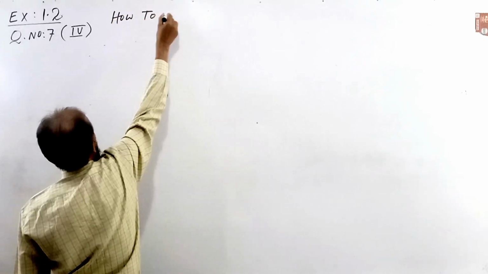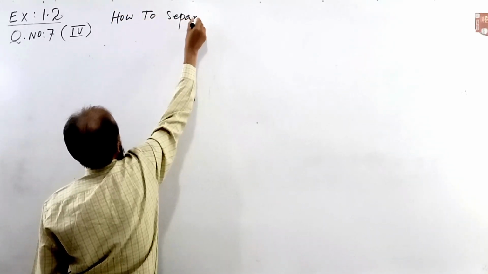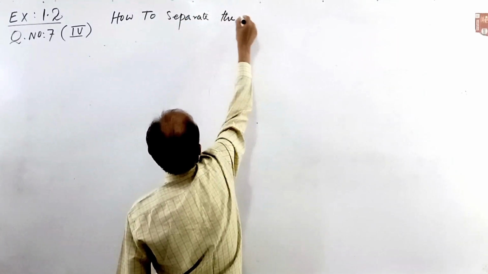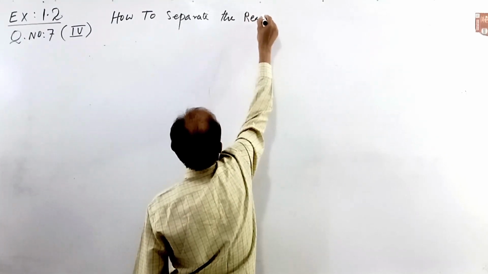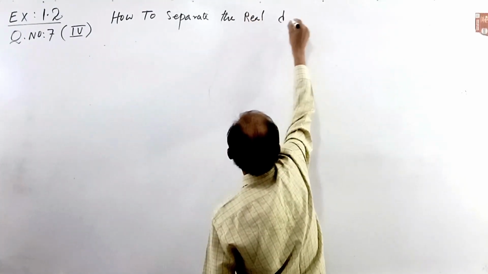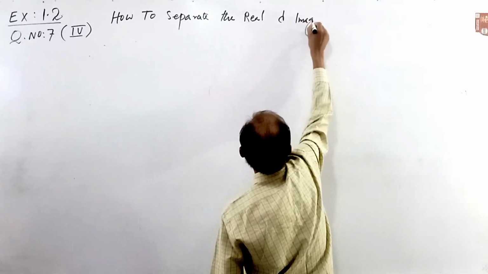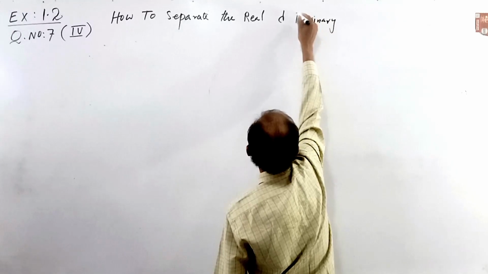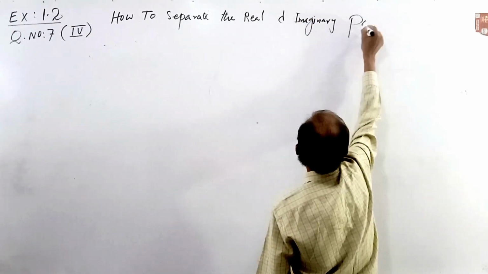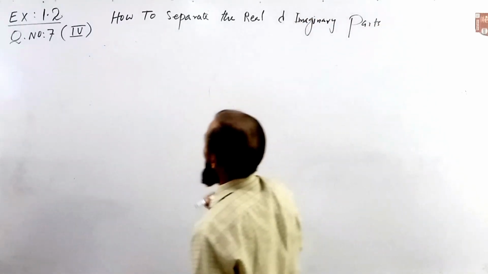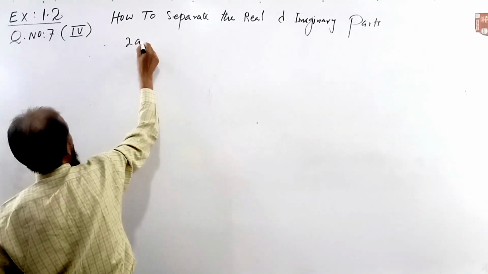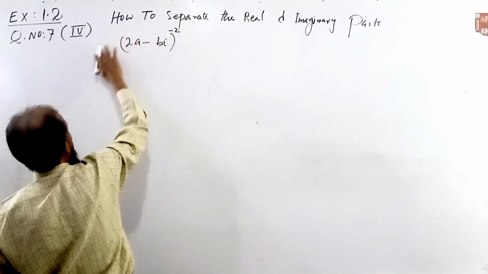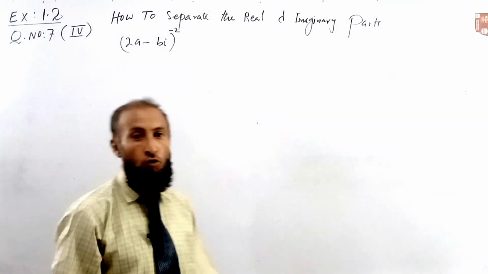How to separate the real and imaginary parts of (2a minus bi) whole power minus 2. Here the exponent is minus 2.